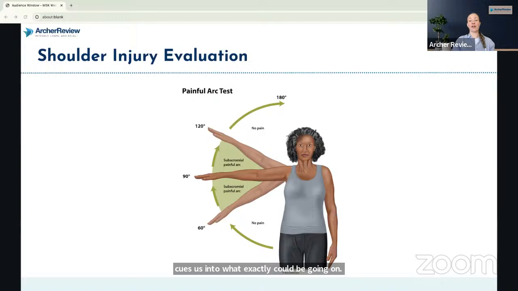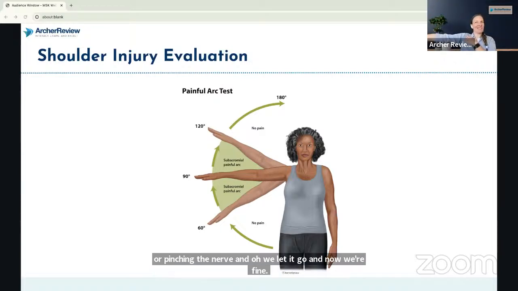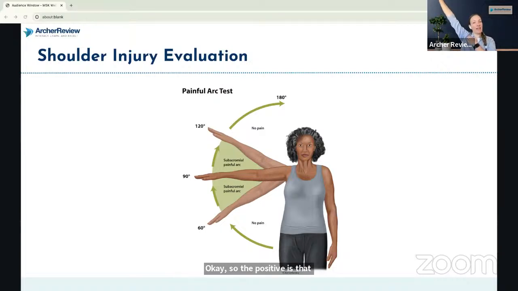Okay, so when we're doing that painful arc test, a very, very simple test, as you can see here, there's no pain here. So we start this test by bringing the arm to 90 degrees, and then we tell the patient, go ahead and just reach up. And the patient is going to have a lot of pain in the degrees between 60 and 120. And then when they get past that 120, the pain just magically disappears. That is nerve impingement. We are pinching the nerve, and oh, we let it go, and now we're fine. So the positive is that wincing or, oh, it kind of hurts right here, and, oh, okay, it's fine. It's gone away.